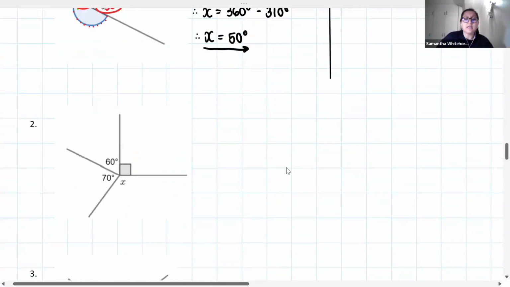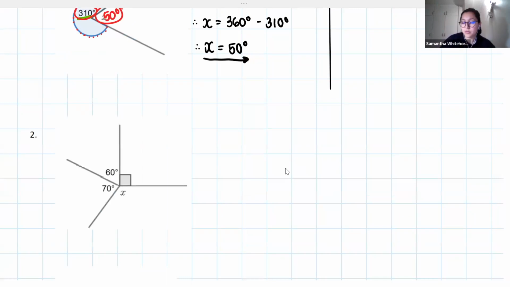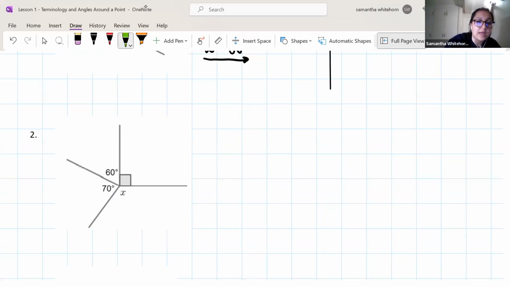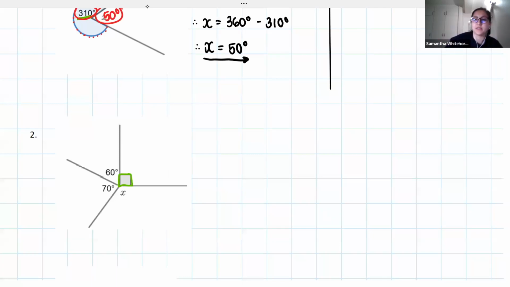Right, so grade 8, let's have a look at the second one over here. I hope you all took screenshots, otherwise I'll come back later. My first question to you, and quickly put it in the chat for me, what does the square mean? So in the chat, what does the square mean? Good, guys, well done. All right, so it means it's a right angle or 90 degrees.